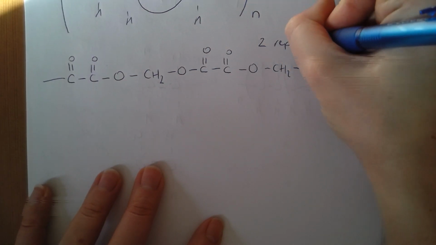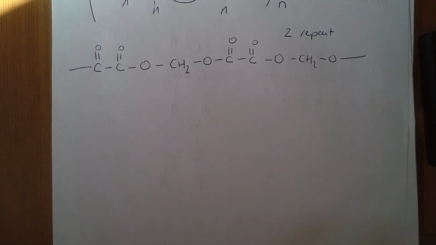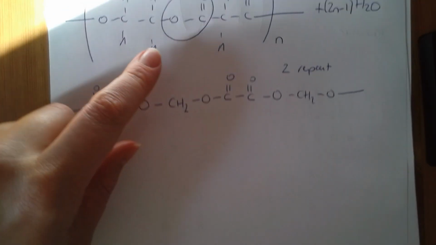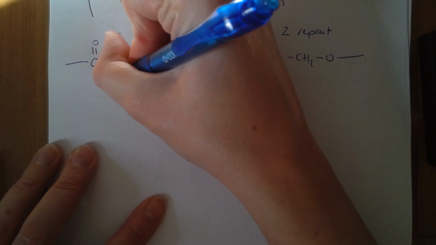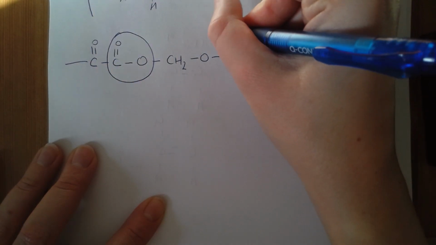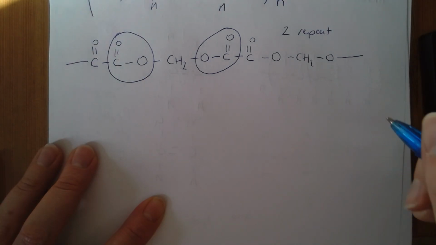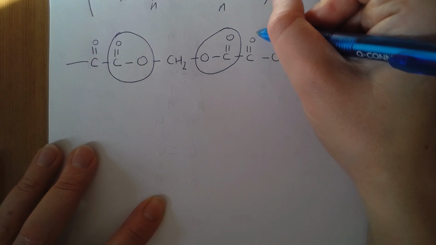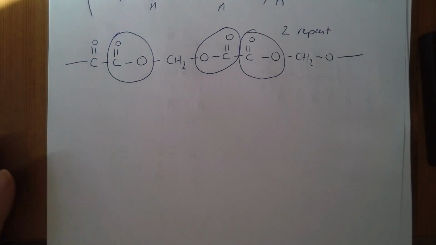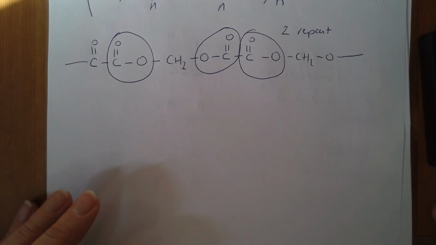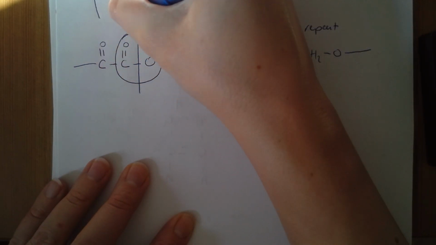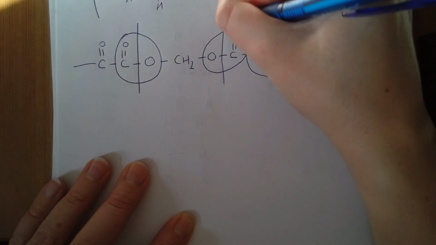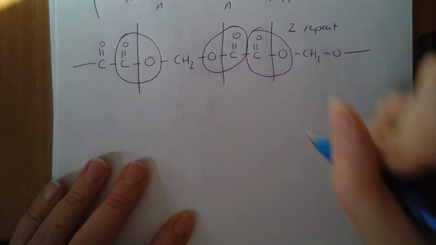And if they ask you to draw the monomers, find your ester linkages and break them. So my ester linkage is where I have a C double bond O, a single bond O. There's an ester linkage, and another, and another. Each time I have my ester linkage, I'm going to be breaking the C-O bond. That bond is going to break, and that one, and that one.